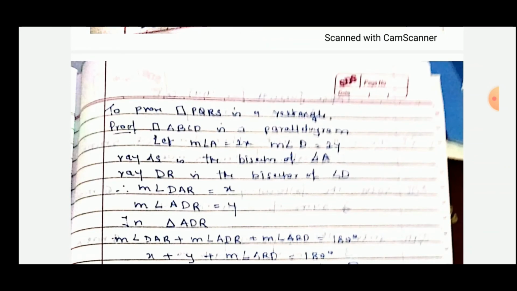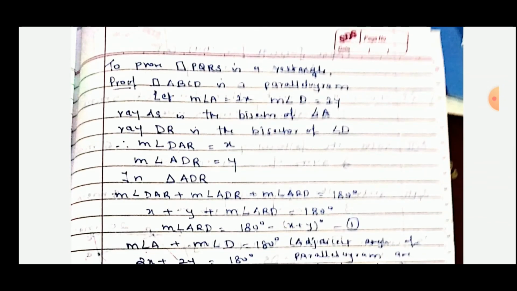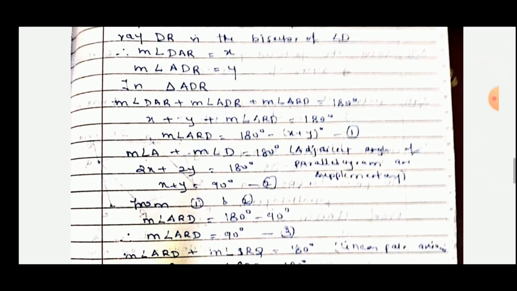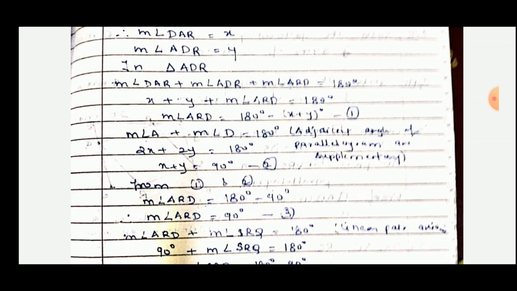Now the proof: quadrilateral ABCD is a parallelogram. Let measure of angle A equal 2x, measure of angle D equal 2y. Ray AS is the bisector of angle A and ray DR is the bisector of angle D. Therefore, measure of angle DAR equals x and measure of angle ADR equals y. In triangle ADR, measure of angle DAR plus measure of angle ADR plus measure of angle ARD is equal to 180. So x plus y plus measure of angle ARD equals 180. So measure of angle ARD will be equal to 180 minus (x plus y).